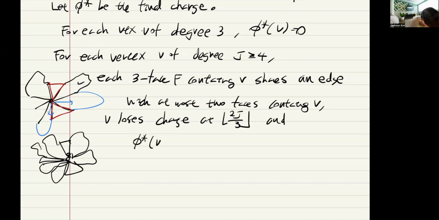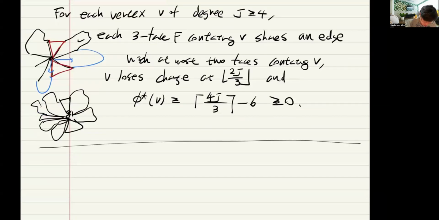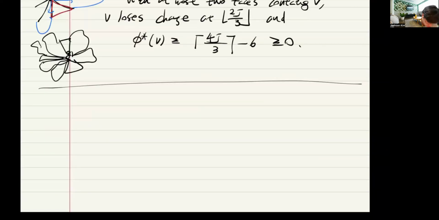Then this shows that initially this was 2J, but now you subtract that much, and this is at least 0. Okay, so this shows that every vertex has a non-negative final charge.